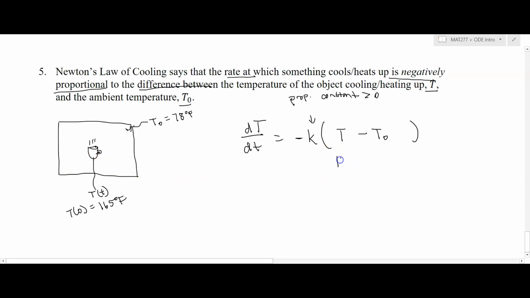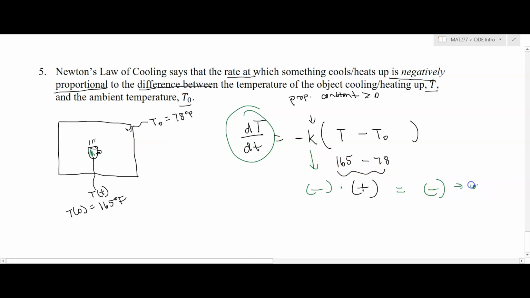So if I have 165 degree coffee minus a 78 degree temperature, this is going to be a positive number right here. Now, what I have here is this is going to be a negative number, right? Because it's going to be the negative of a positive constant. And when I multiply those together, I am going to have a negative times a positive, which is negative. So that tells me that the rate at which the coffee mug is changing is the temperature change is negative, which means the cup is cooling off.